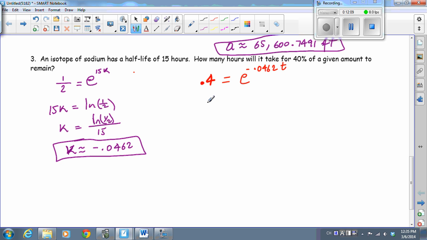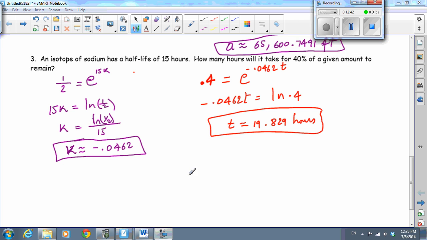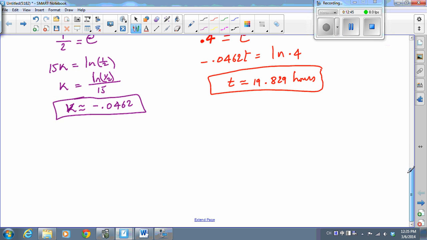I will apply the natural log again to get negative 0.0462t is equal to the natural log of 0.4. And I'll divide by this value to get t is approximately equal to 19.829 hours. Once again, make sure you're familiar with how to use your calculator dealing with natural log and exponential. The rest will be your worksheets or your class assignment.